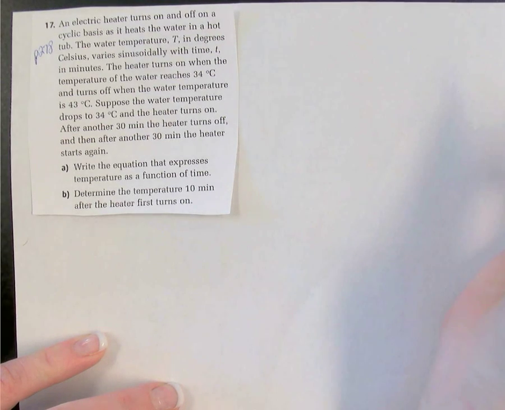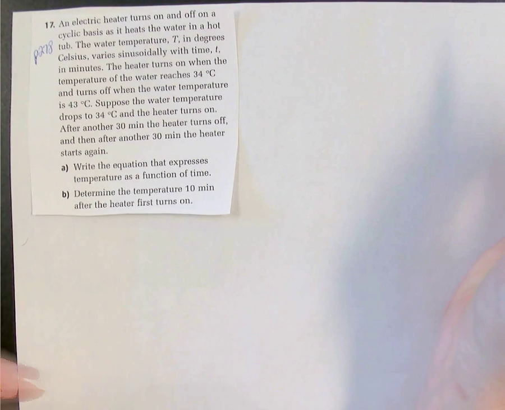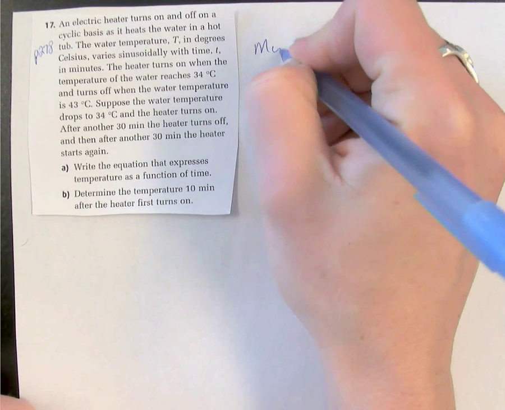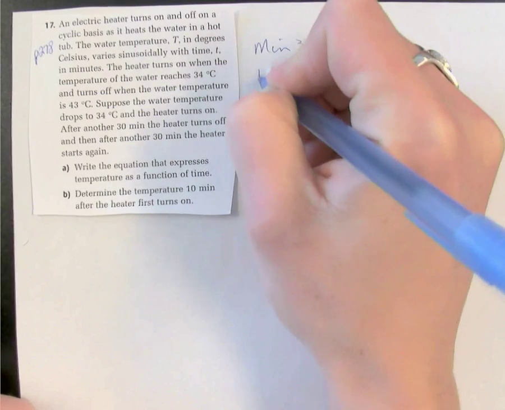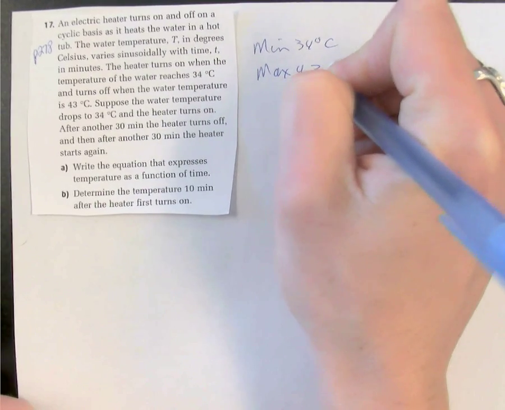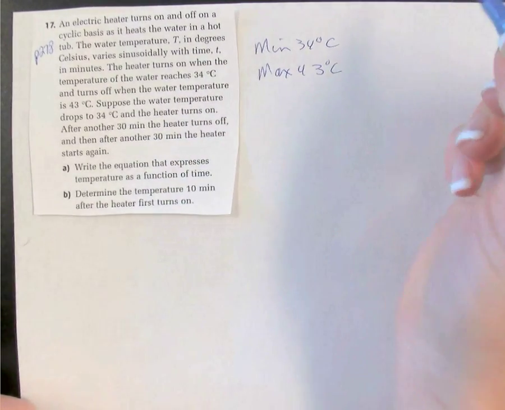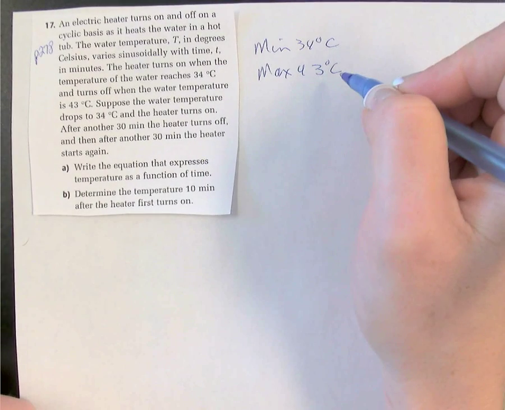Page 278, number 17. An electric heater turns on and off on a cyclic basis as it heats the water in a hot tub. The water temperature in degrees Celsius varies sinusoidally with time in minutes. The heater turns on when the temperature of the water reaches 34 degrees Celsius and turns off when the water temperature is 43 degrees Celsius. So we have a min of 34 degrees Celsius and a max of 43 degrees Celsius.